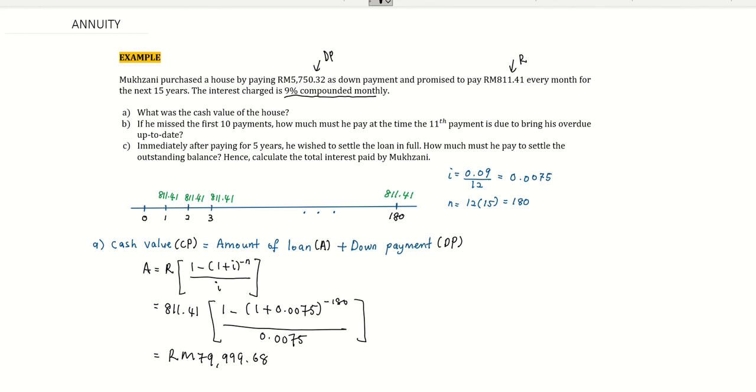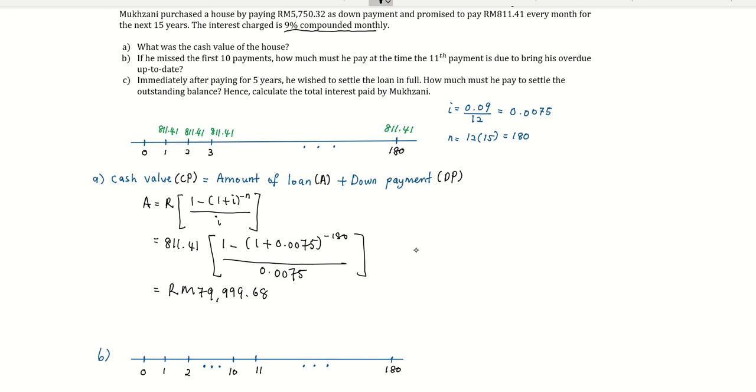So the cash value, or cash price, is equal to 79,999.68 plus the partial payment, or down payment, which is 5,750.32. So the original price of the house is 85,750.